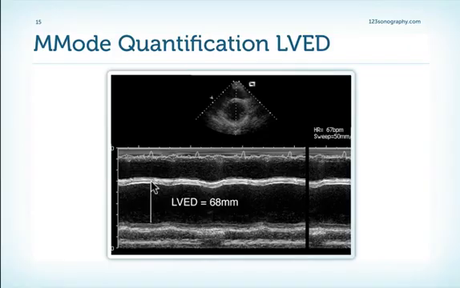This is an example of an M-mode measurement of the left ventricle. You can see that we measure exactly at the end of diastole, in other words at the beginning of the QRS complex, and where the left ventricle is at its largest. We measure from the endocardial contour of the septum to the endocardial contour of the posterolateral wall. The diameter we get in this case is 68 millimeters. As you will see later, this is a dilated left ventricle.